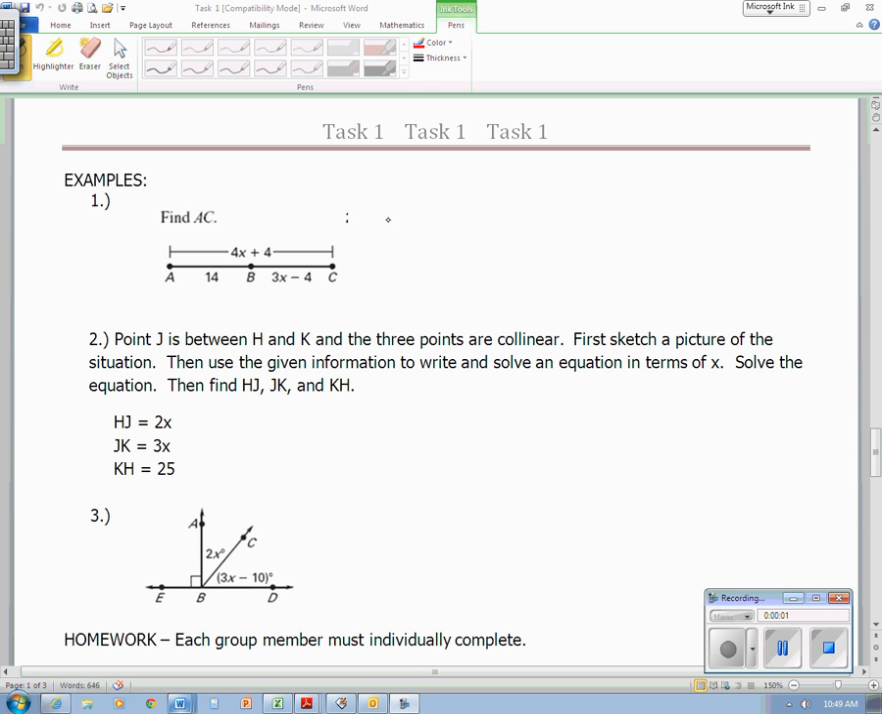Okay, so we are going to start with a few examples for our homework for task 1. As we learned in our lesson, we know that part plus part equals the whole.